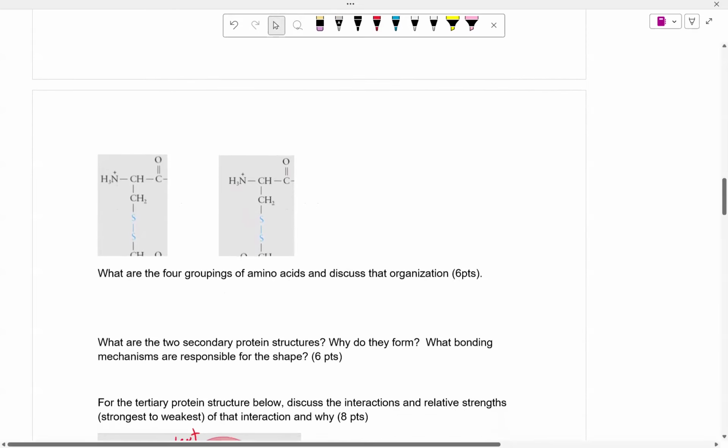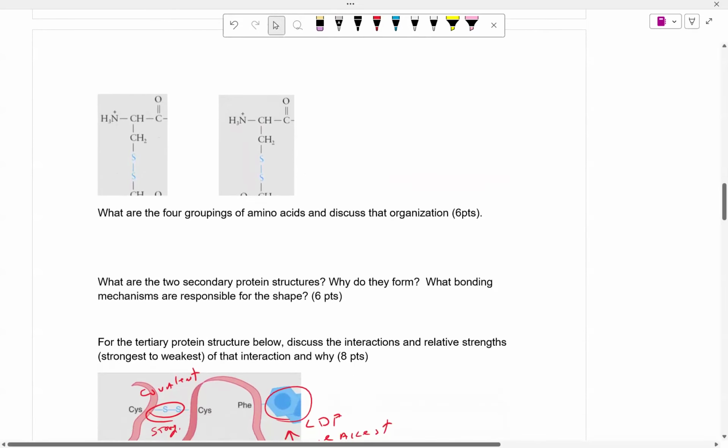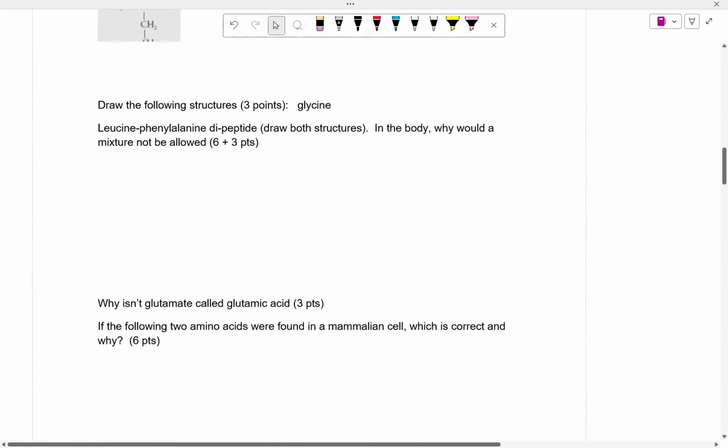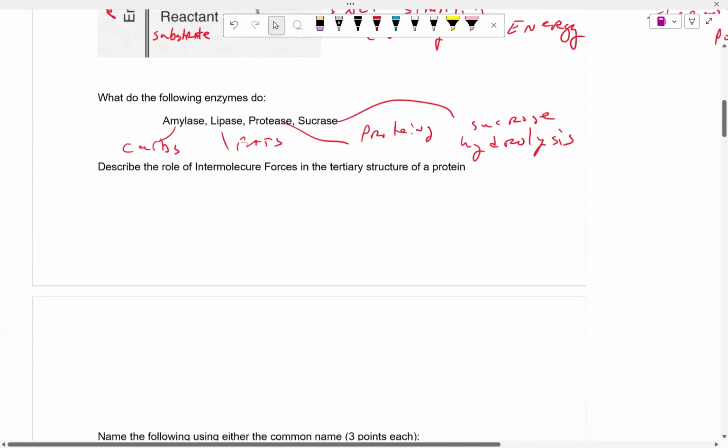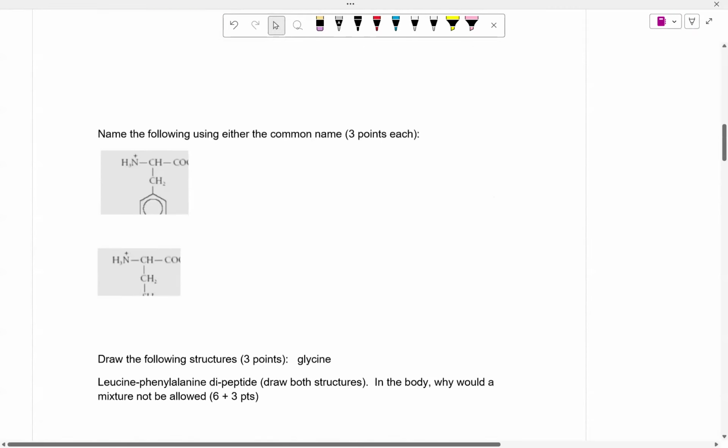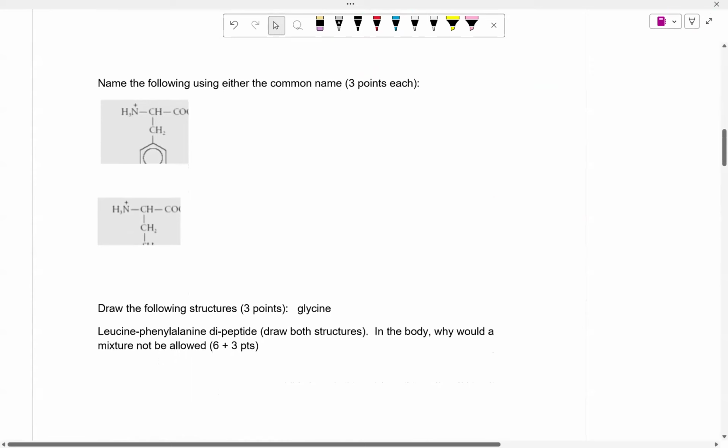Okay, let's see here. Where are we here? Okay. Okay, so this is an ammonium salt.